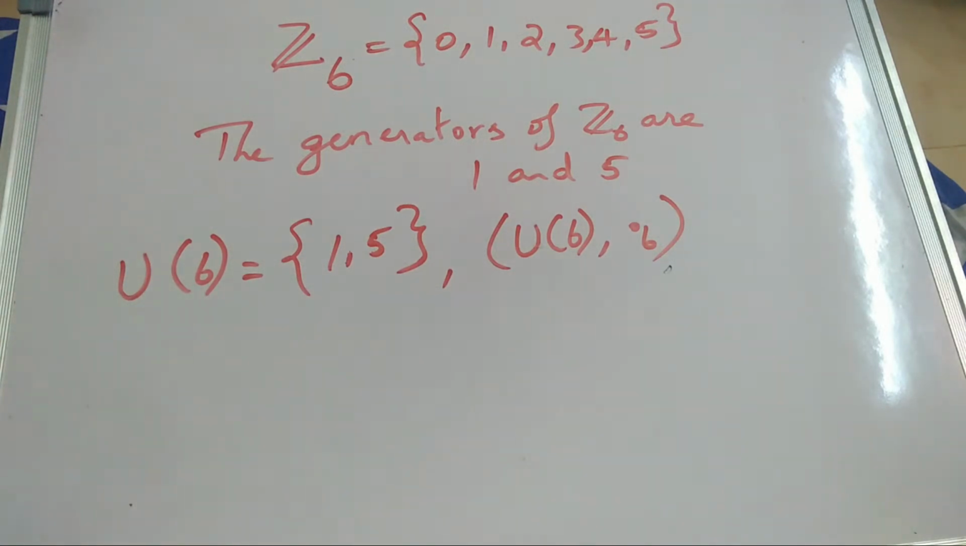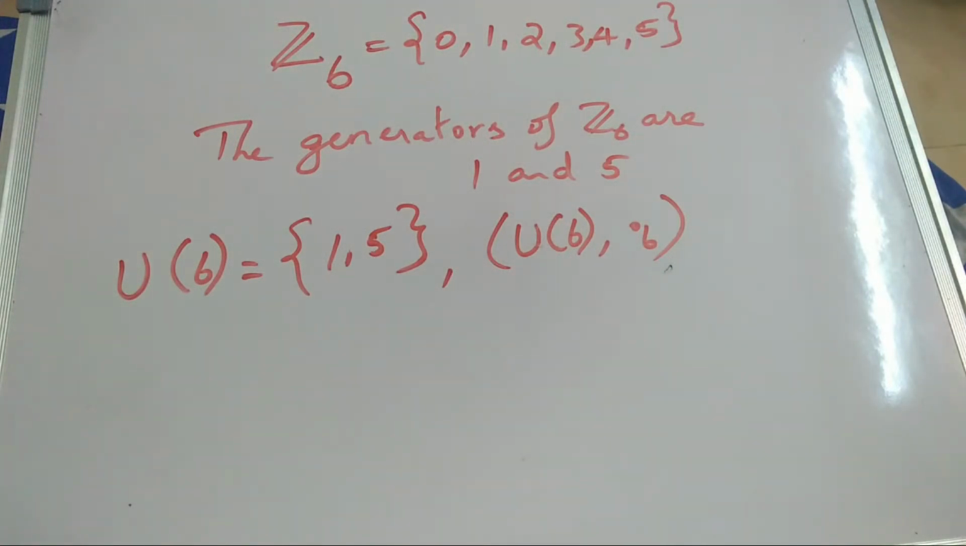Now, we took Z6. So it has 0, 1, 2, 3, 4, 5. And we consider the generators of Z6. We know that for any n, the positive integers less than n and relatively prime to n will be the generators of Zn. So the generators of Z6 are 1 and 5, because among all the integers from 0 to 5, only 1 and 5 have GCD 1.